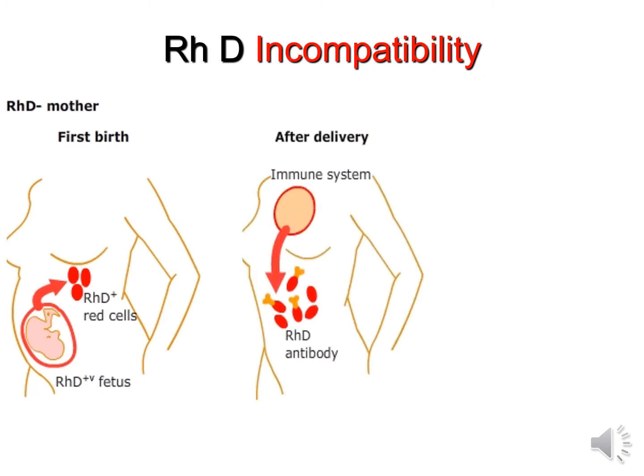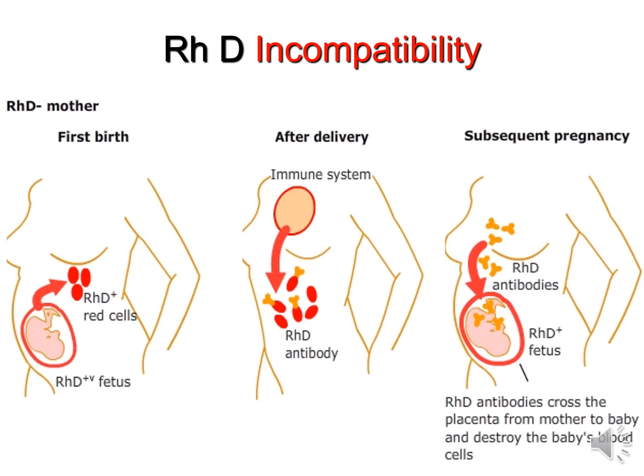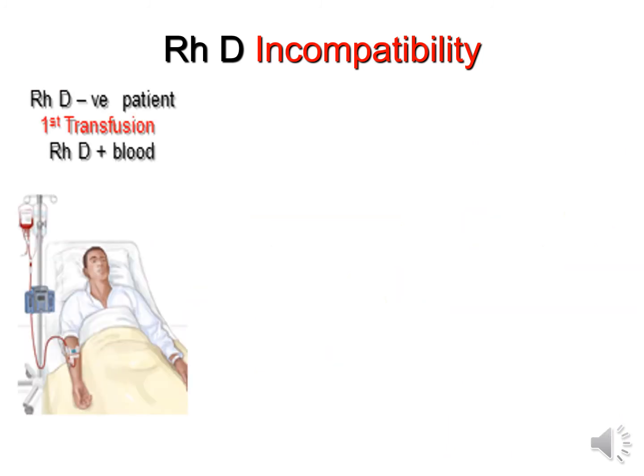As a result, her immune system will build up antibodies against any future Rh-D positive blood cells. So if she becomes pregnant again and her fetus is Rh-D positive, she'll mount an immune response against Rh-D positive red blood cells. The mother's antibodies will cross the transplacental barrier and start destroying the fetus's red blood cells. They're a foreign protein.